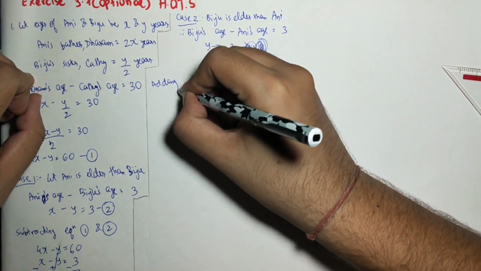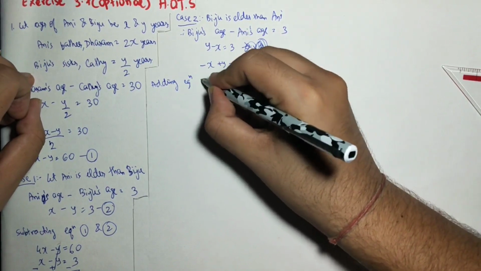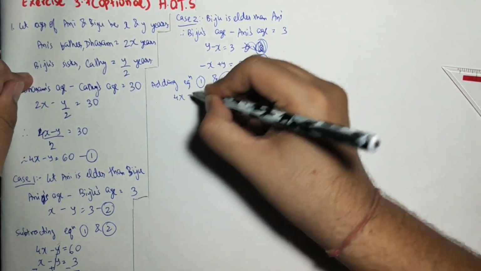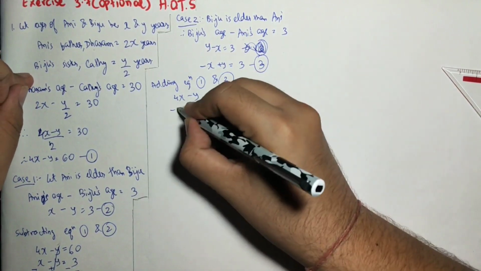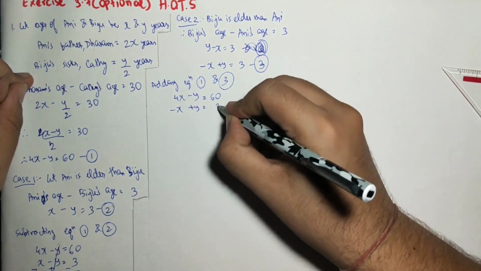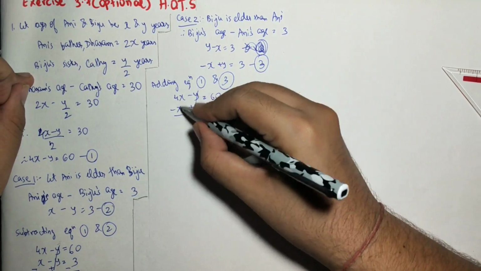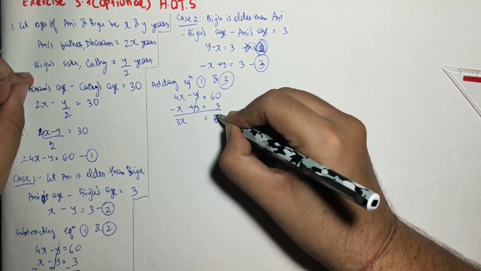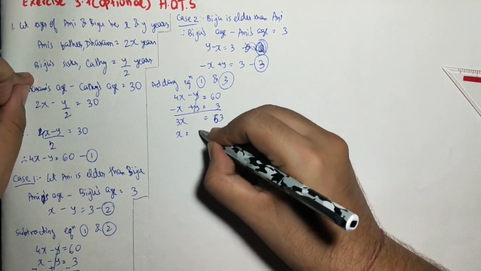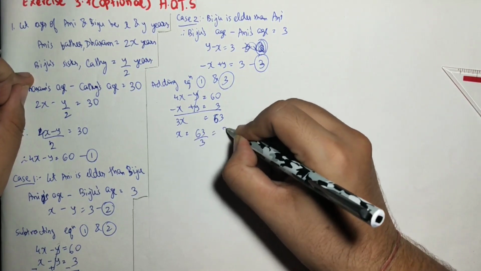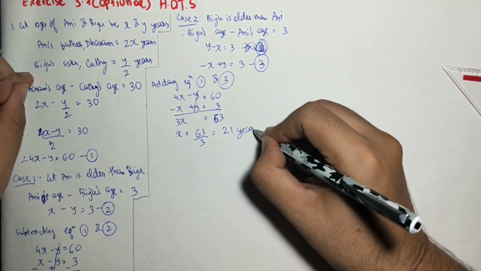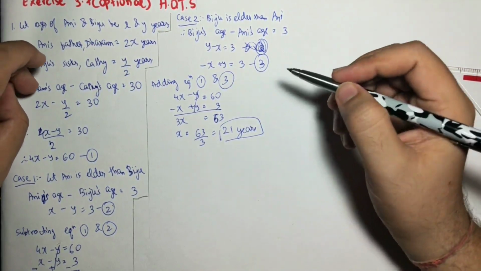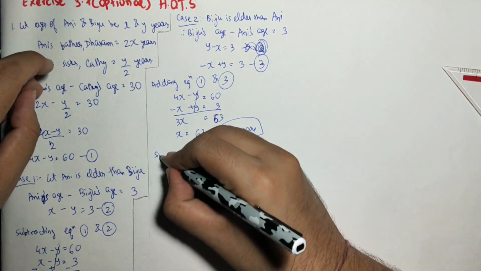Adding equation 1 and 3: 4x minus y equals 60, minus x plus y equals 3. So y will cancel out. This will be 3x equals 63. Now 3 will go in the denominator, so 63 divided by 3, that is 21 years. This is your x.